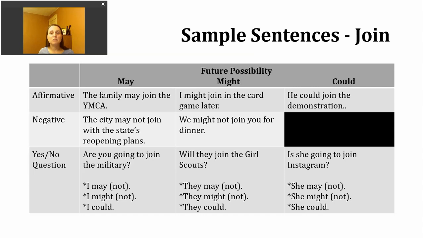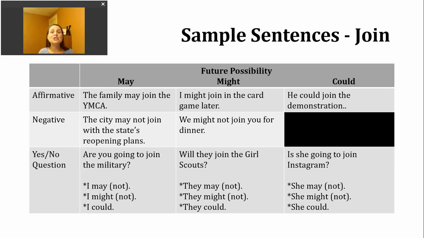If I want to express a negative possibility, so now I'm leaning towards not so likely that a particular activity is going to happen, I can use the modal may or might. And after the modal, I'm going to use the word not and then the base verb. So you're going to notice here in the negative, I will not use could. It's just not going to have the same meaning.